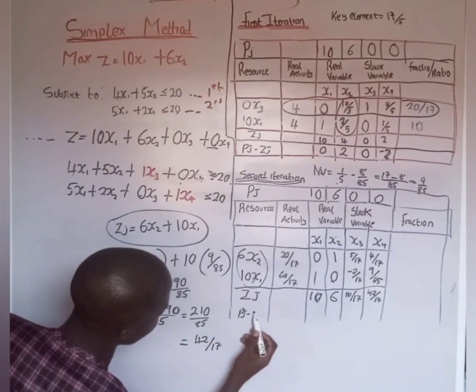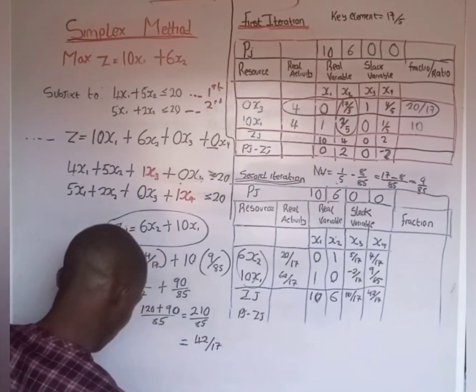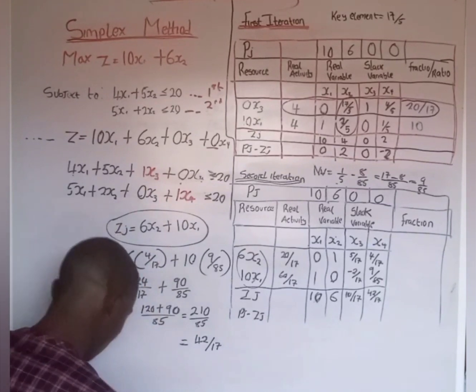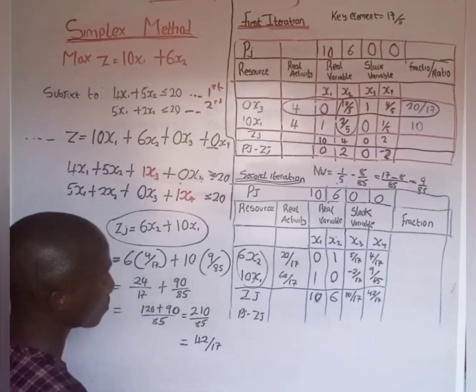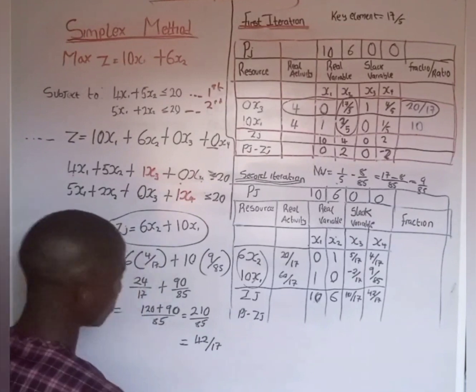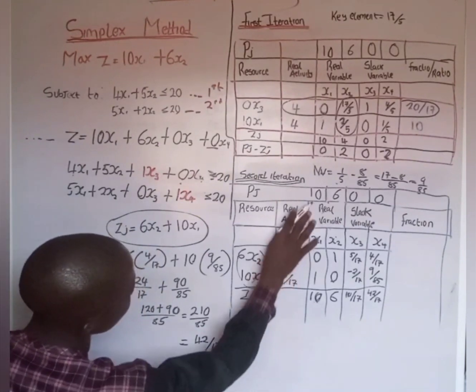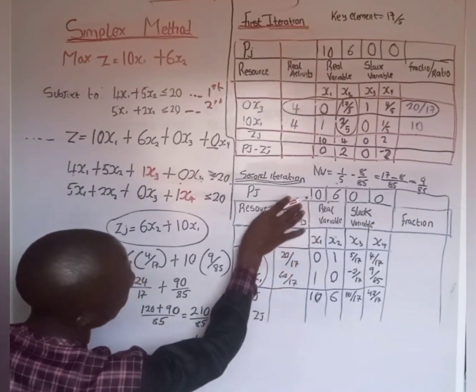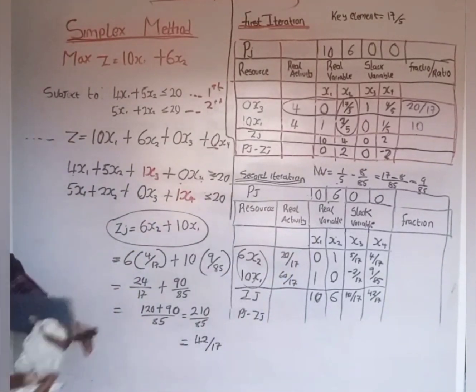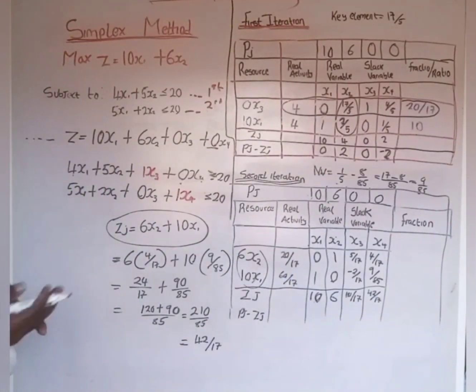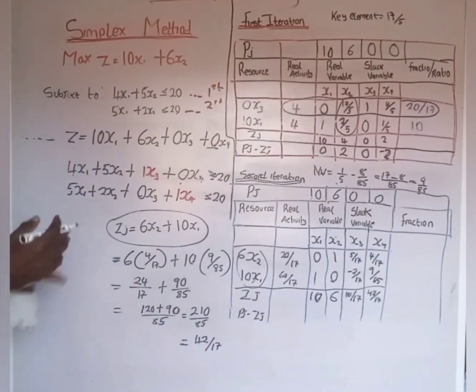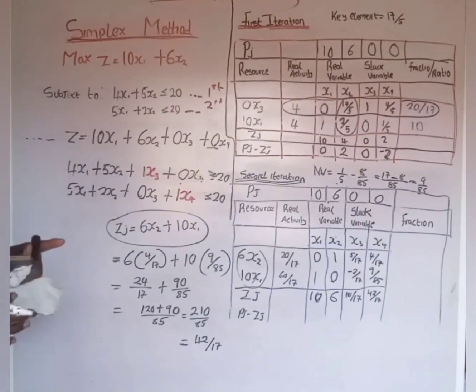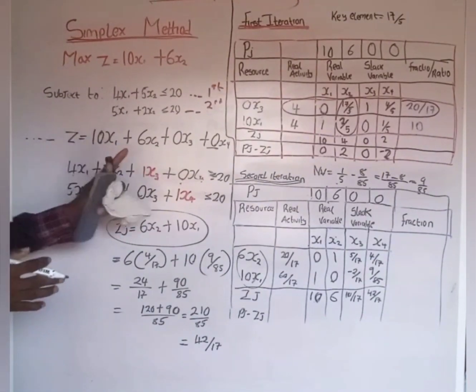PJ minus ZJ. So now, the value of PJ minus ZJ for this row, I'm going to have in 10. PJ is here, don't forget. And PJ means the coefficient of our standard objective function. The coefficient of our standard objective function is known as the value of PJ.